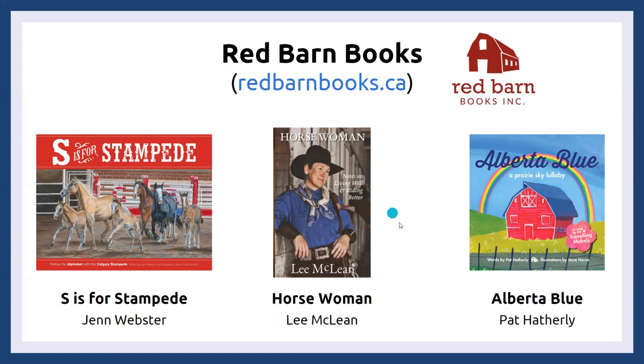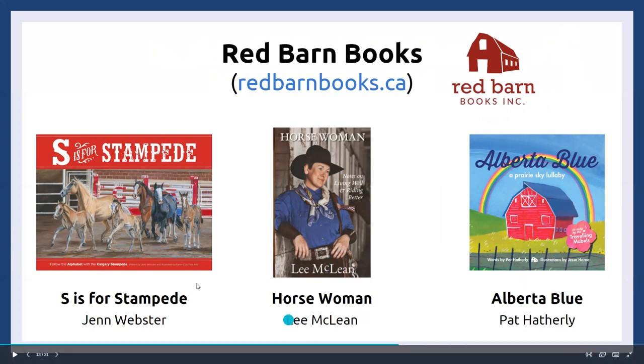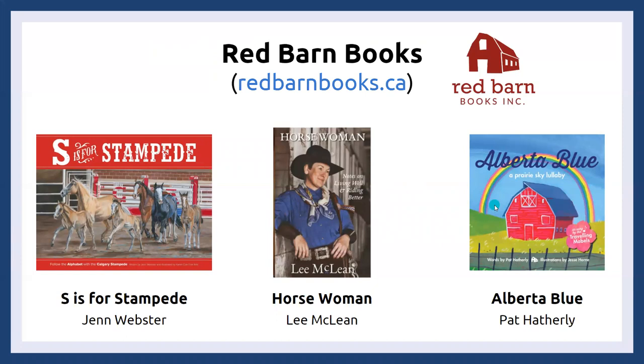And they have a whole range. So they have children's books, Alberta Blue, S is for Stampede, and they have more adult-aimed content as well. So this is A Horsewoman, Notes on Living Well and Riding Better. These books are available through ULS. So if you go to this publisher and there's something you find that you want to bring in, we are able to get those in. Rosemarie can definitely help order these titles.